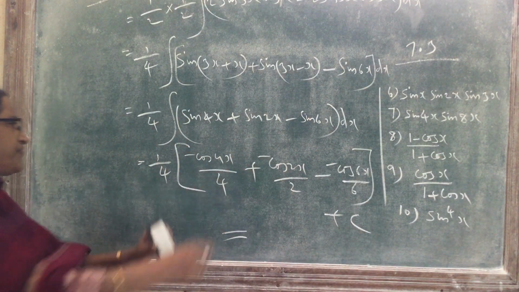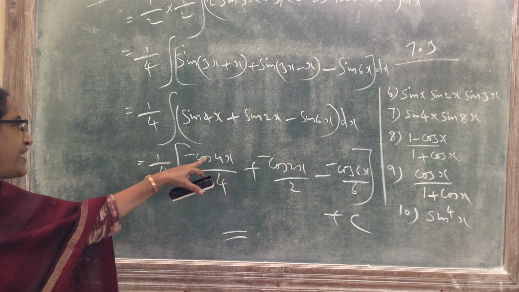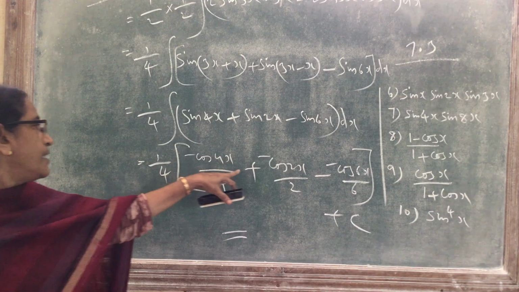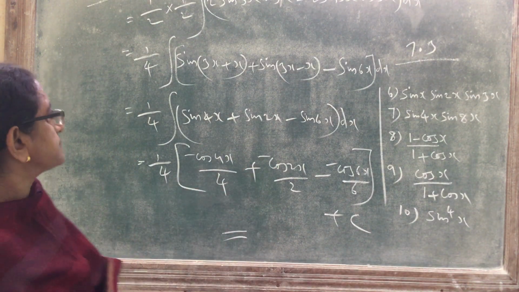Okay. Now simplify and write. Just open the bracket. Minus 1 by 4 into 1 by 4, that is minus cos 4x by 16, minus cos 2x by 8, like that. Simplify and write the answer.